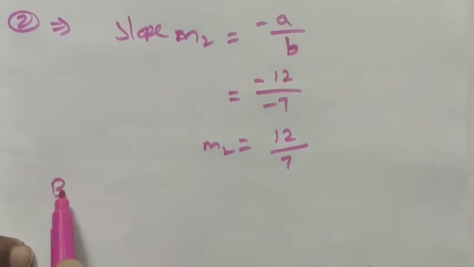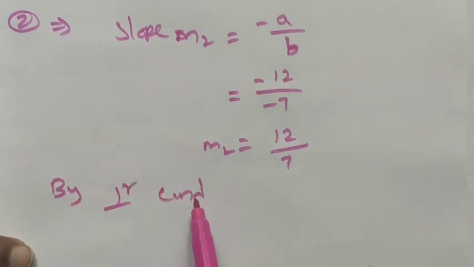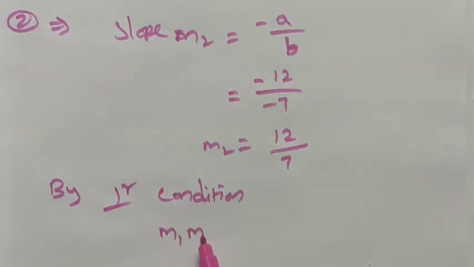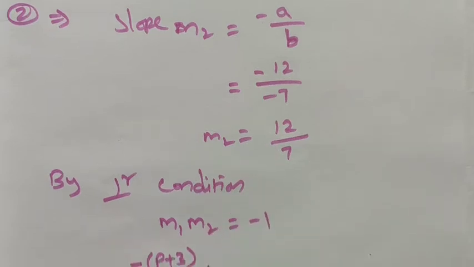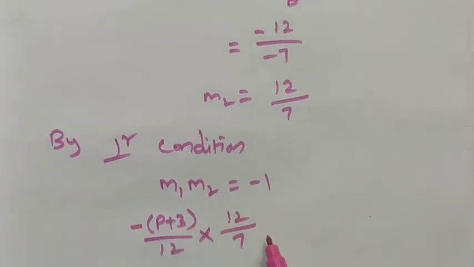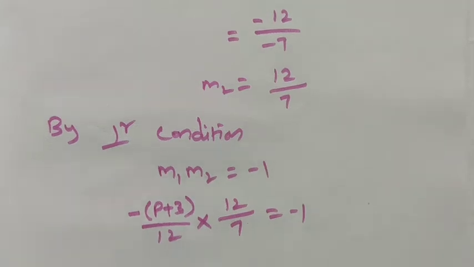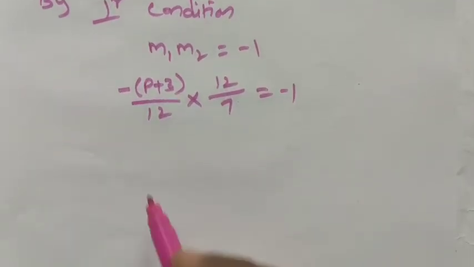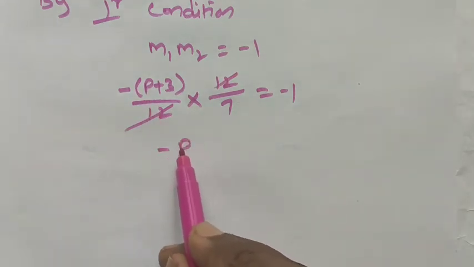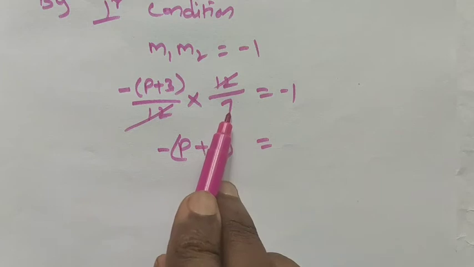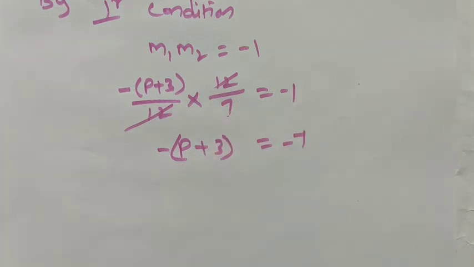By the perpendicular condition, we know the formula m1 times m2 is equal to minus 1. Now m1 is equal to minus of (p plus 3) divided by 12, into m2 which is 12 divided by 7, is equal to minus 1. Now we have to solve this. Here 12 is cancelled, and then minus of (p plus 3) is equal to, I take this 7 to the other side, in multiplication, minus 7.